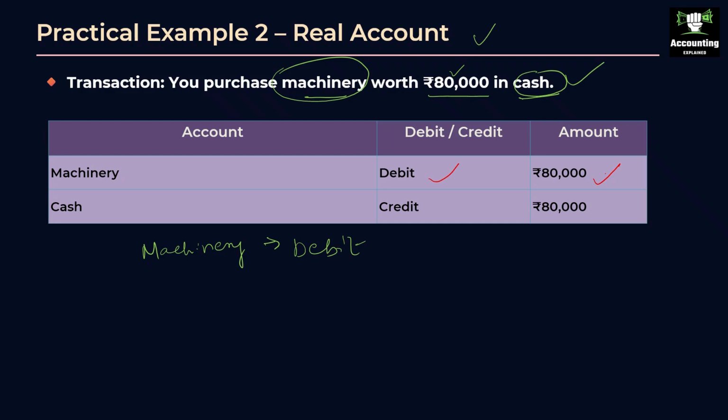Next, you are paying cash for buying that machinery. Cash is also a real account. So here cash goes out of the business. The rule of real account is credit what goes out. So we have to credit cash account with rupees 80,000.